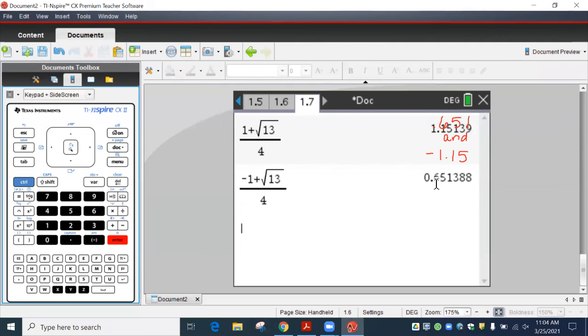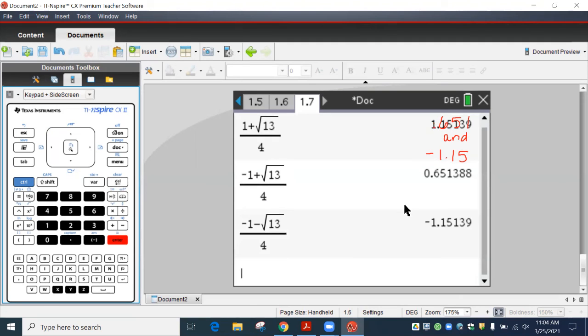All right, this gives me 0.65. That's actually this top number right there. So far, this is good. This one right here, we're typing in D. D is good so far. So go up, hit enter, and we're going to type in the same thing, except this time, instead of the plus, we're going to put minus. And that does give me the negative 1.15, so D is my answer right here.